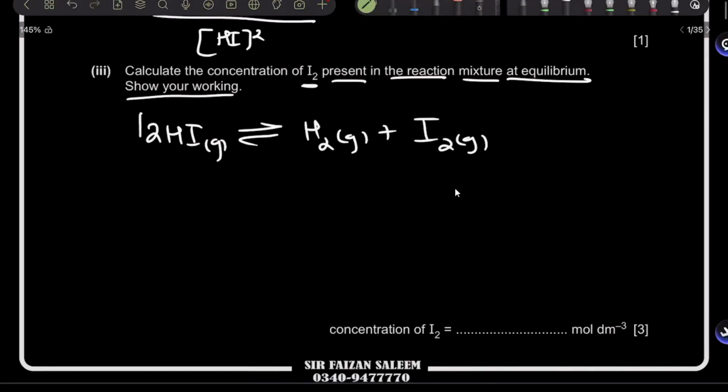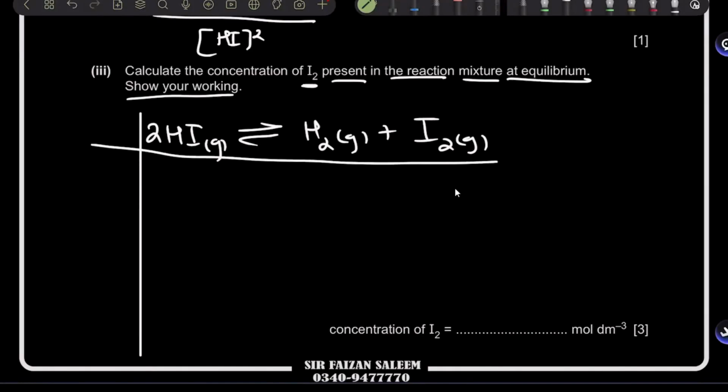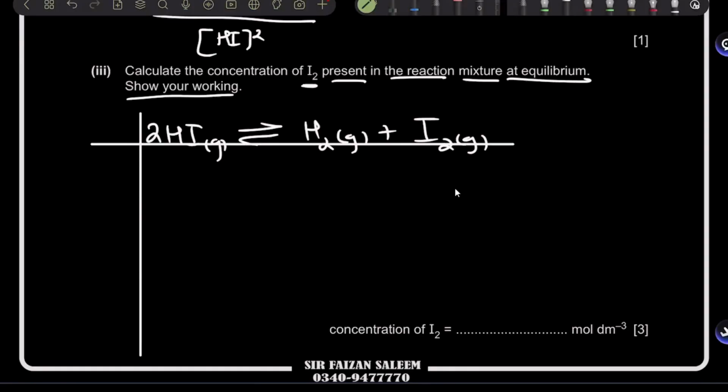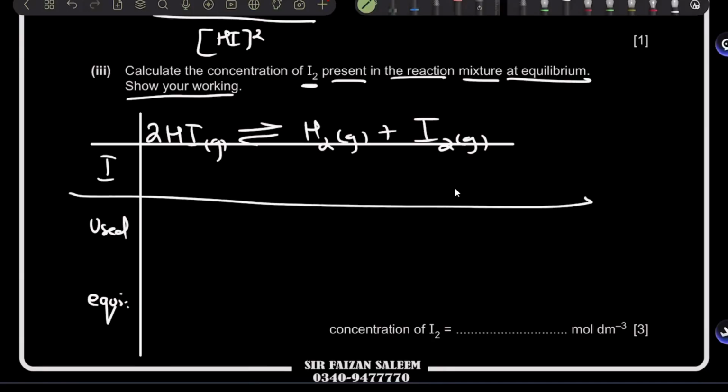Now I'll make a table. What are the headings that I need in the table? I need the initial moles of everything, whatever the initial moles were. So I need the initial moles, I need the used moles, and then I can find out the equilibrium moles, right? So what are the initial moles?